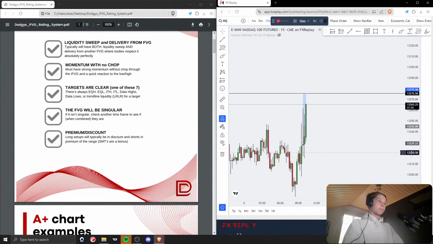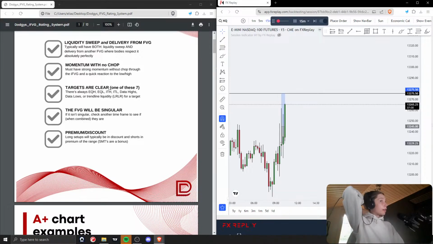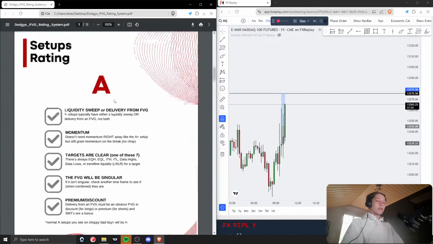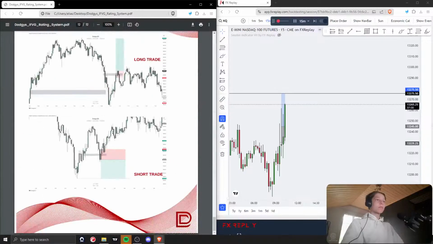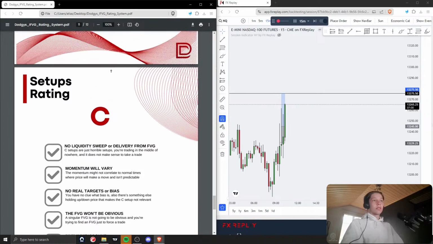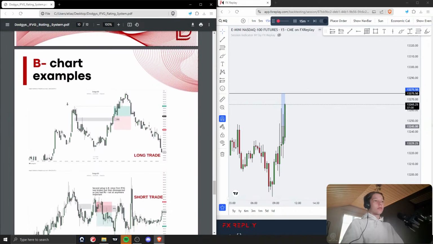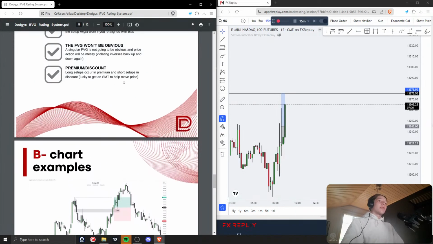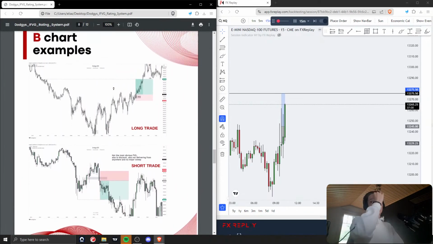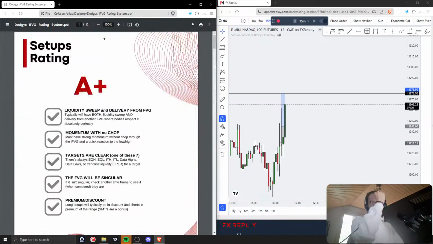And so, what have we got here? We have all the setups being rated from A+ to C. So obviously you don't take C setups. None of those. Maybe some of the B setups you could take with a small risk size. And then the A+ are the ones that you take with full risk.